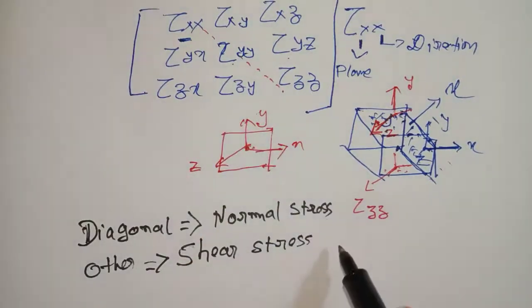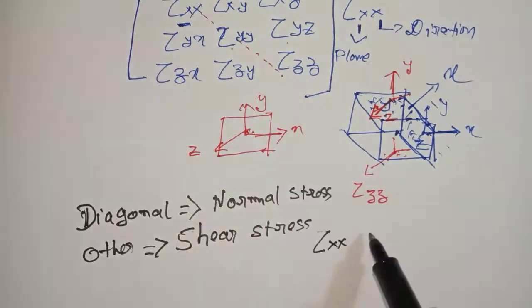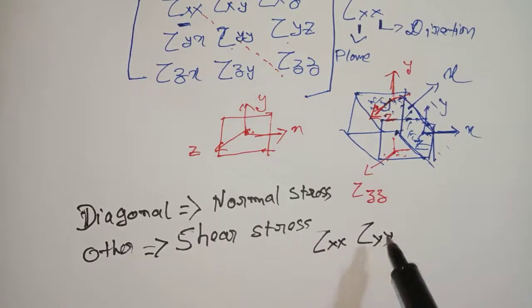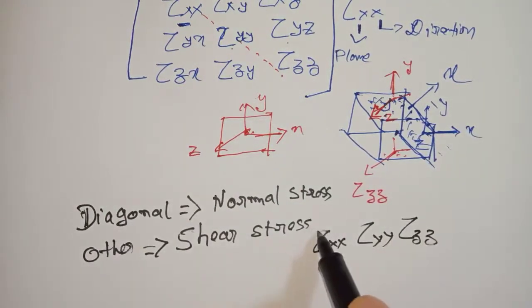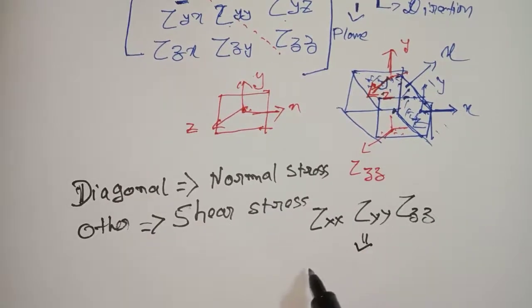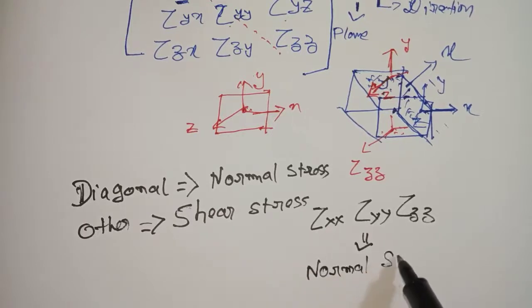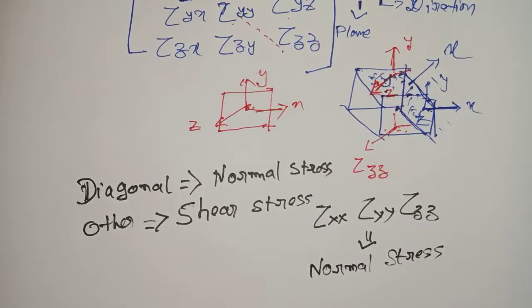So what are the diagonal elements? Say for example, I can write tau xx, then we have tau yy, then we have tau zz, right? These are actually representing normal stress. So these are representing normal stress.